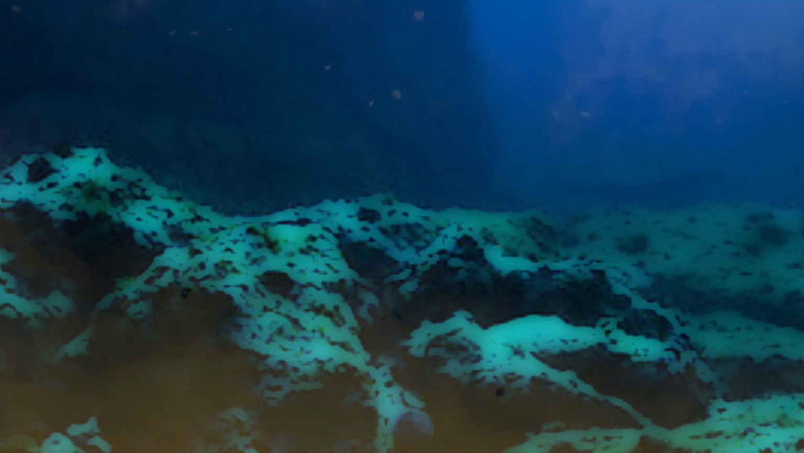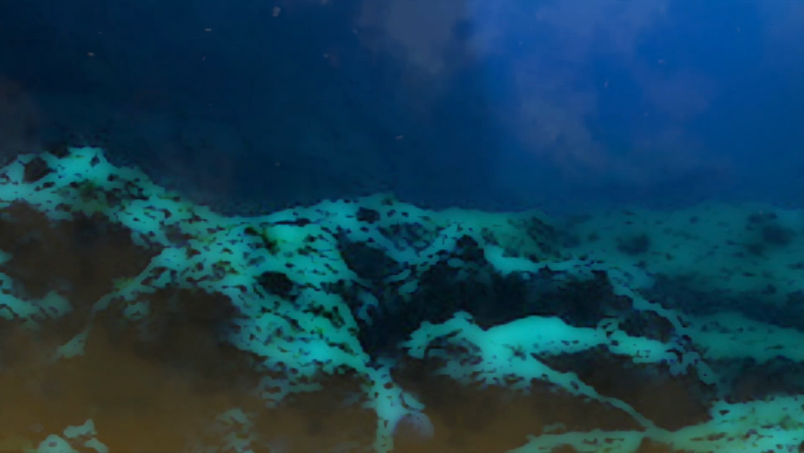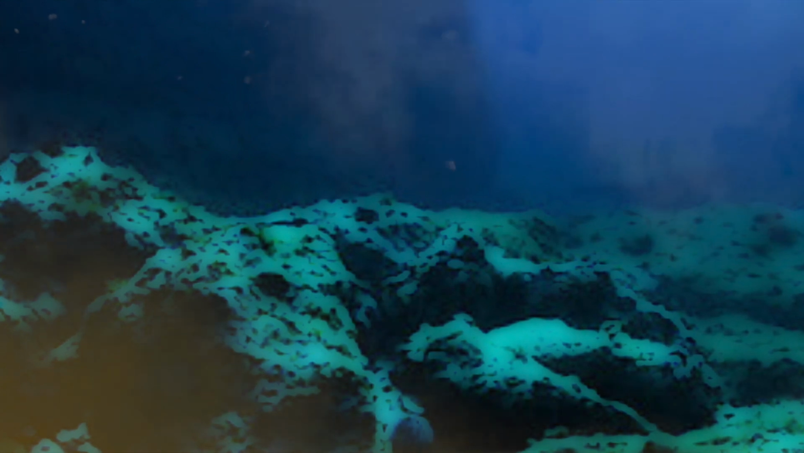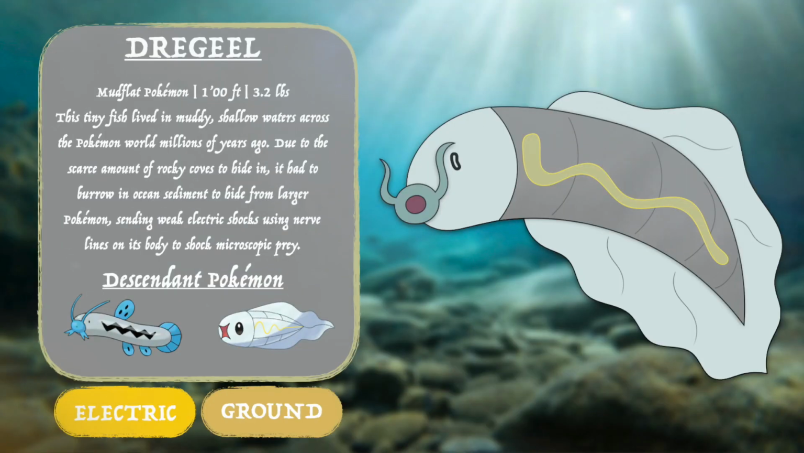Maybe it could be an electric ground type similar to Stunfisk, and it could live in shallow waters where it coats itself in mud to hide from predators, since it can't do much more than send a weak electrical jolt that it uses to zap tiny prey. That gives us Dregiel, the Mudflat Pokémon. From dreg, a word for an earthy, muddy deposit, and eel.